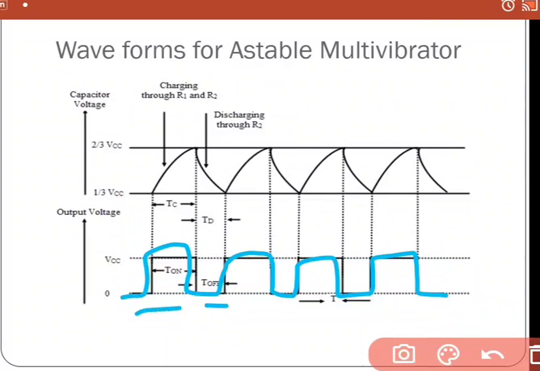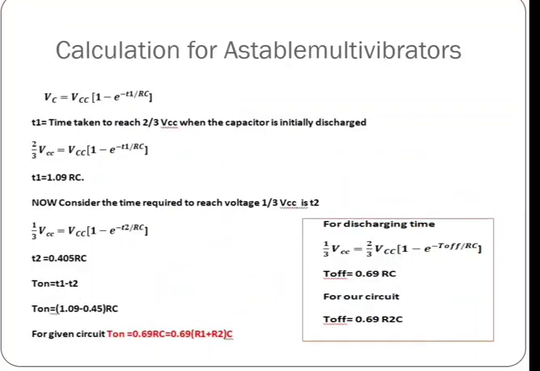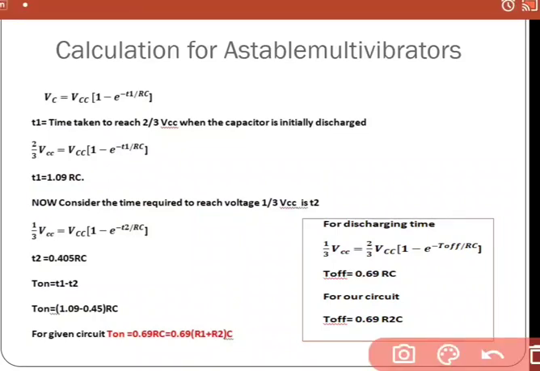Up to T on, this capacitor is charging. For this portion, the capacitor is discharging. Now we will calculate the charging and discharging time, and from that we can calculate the duty cycle. From the simple circuit theory formula, the capacitor voltage VC is equal to VCC times (1 minus e to the power minus T1 by RC). RC is the time constant.